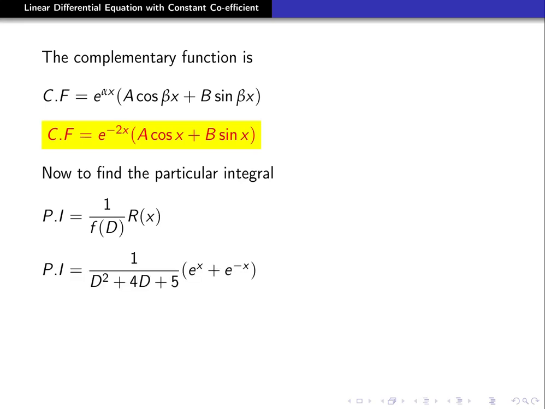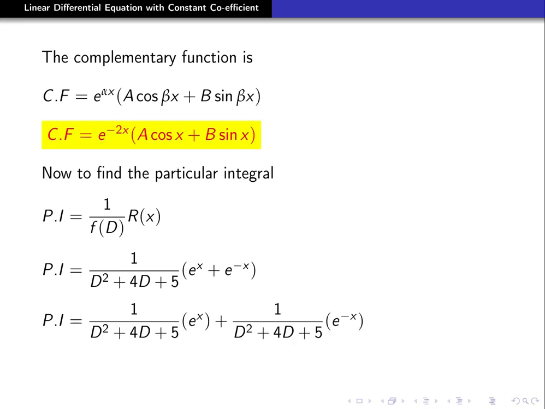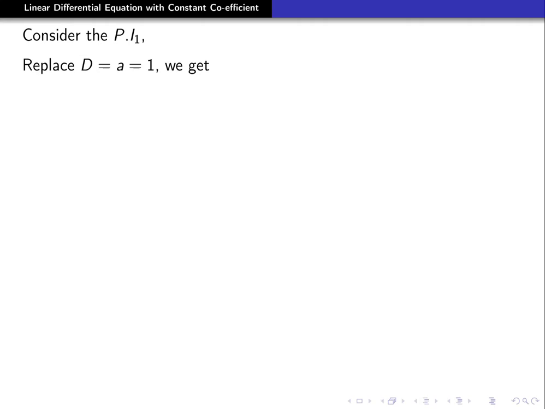So replace f of D and r of x, we will get this. So I can multiply 1 by f of D into e power x plus 1 by f of D into e power minus x. So here we can replace D in terms of a. So this is to be taken as particular integral 1 and particular integral 2. Consider the particular integral 1. So here we replace D in terms of a. a is nothing but 1. So wherever D is there, we can replace 1.